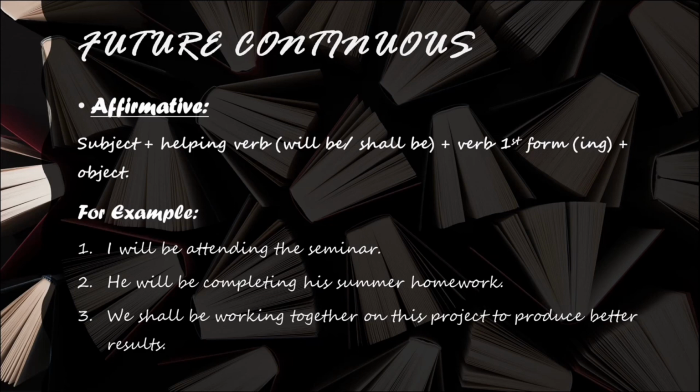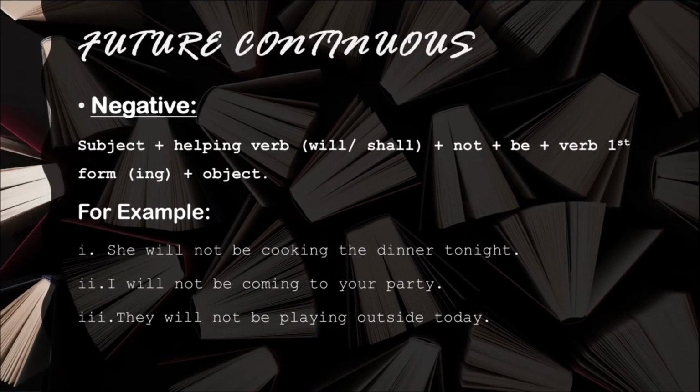For example, I will be attending the seminar. He will be completing his summer homework. We shall be working together on this project to produce better results. In future continuous negative, we will add not before be. That is, the helping word would become will not be.